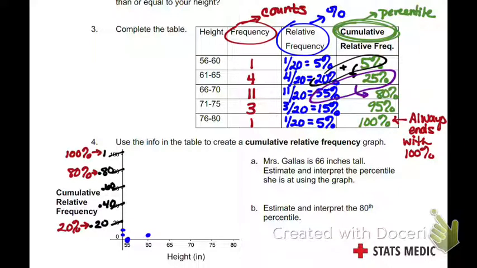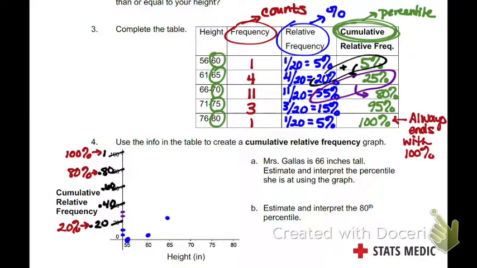61 to 65. What percent? 25%. Here's 30, so here's 25. Notice I am putting this at this spot on each of these. That's where my dot is going, on the upper end of this. My dot is going on the upper end.